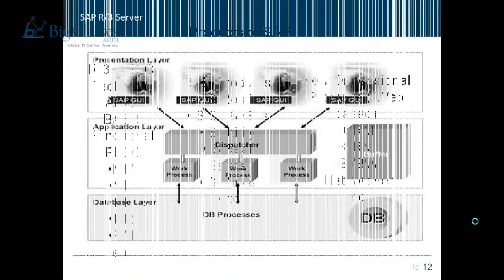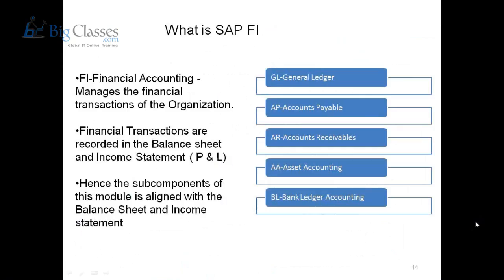Okay, this is your R3 structure. I will come here later. Okay, so what is there in FI and CO? We will discuss. So FI is your finance module for all your statutory reporting. As a FI consultant, your job will first be to develop the organization structure. That means how is your company structured? What branch offices do you have? What profit centers do you have? These things you first have to design as a FI consultant.